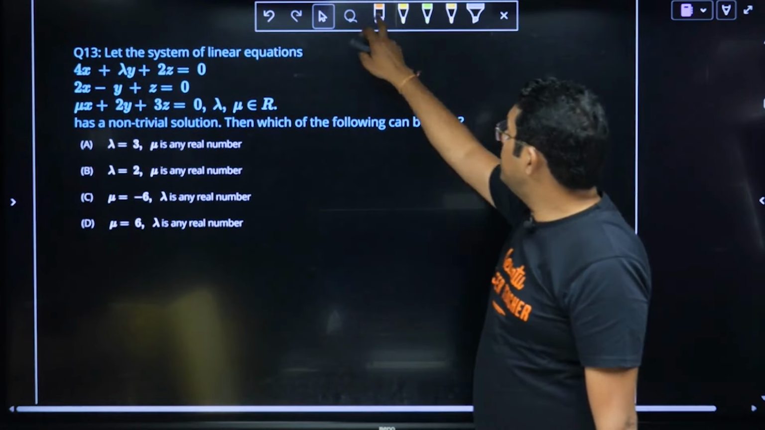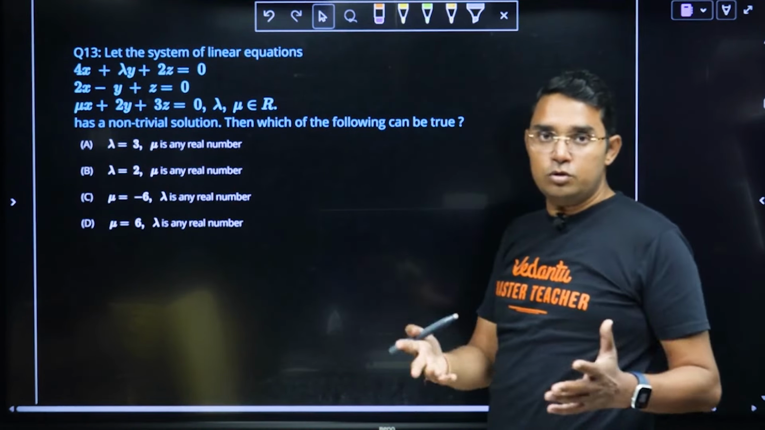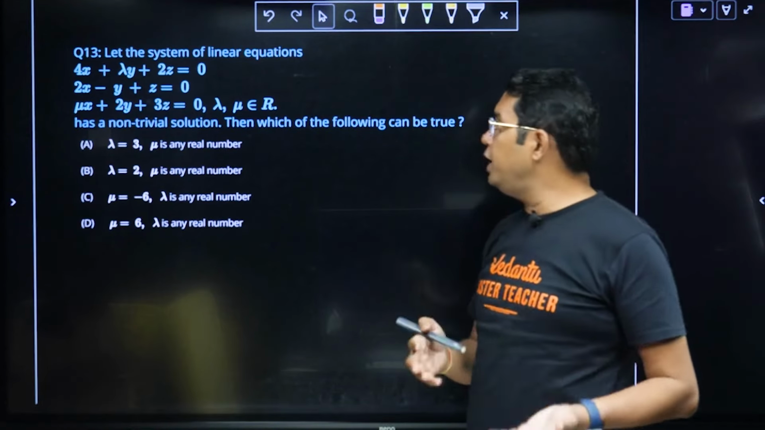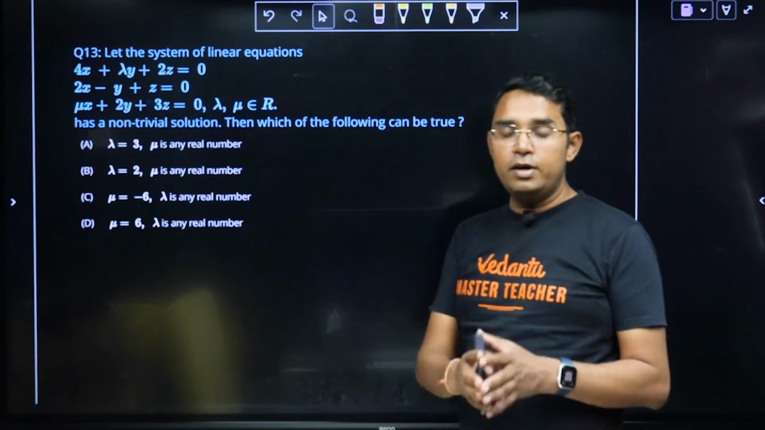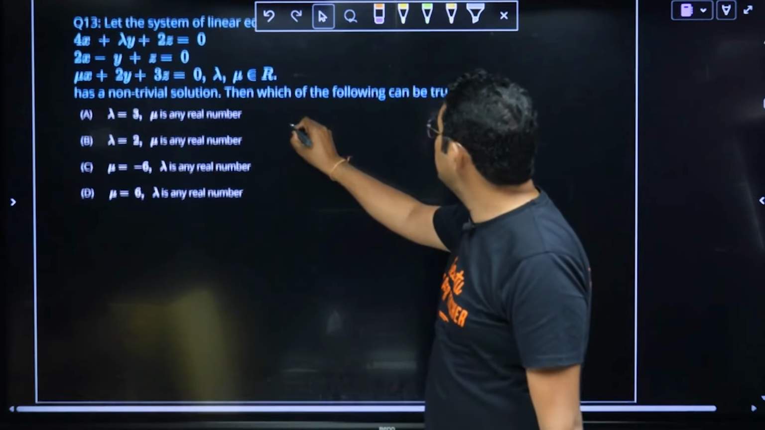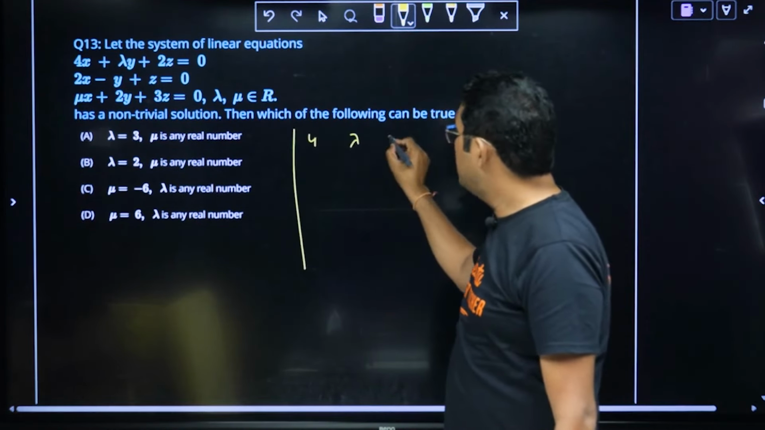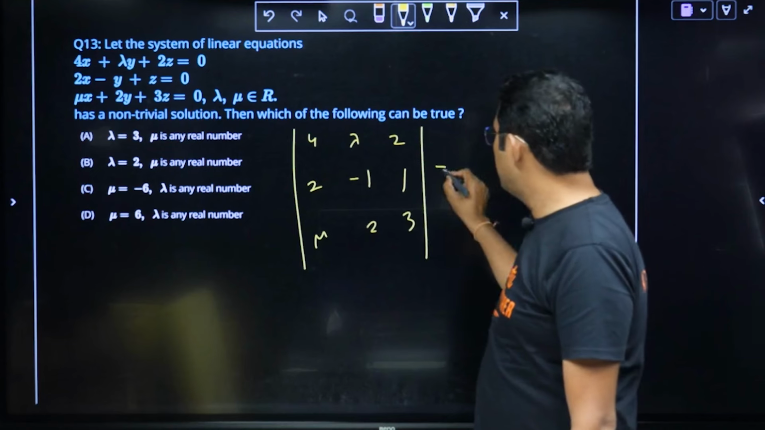In this question, we are given that the system of linear equations has a non-trivial solution. Non-trivial solution means non-zero solutions, infinite solutions, which happens only if, for a homogeneous system of equations, the determinant is equal to 0. So the determinant here has to be something like 4, lambda, 2; 2, minus 1, 1; mu, 2, 3, and that is equal to 0.